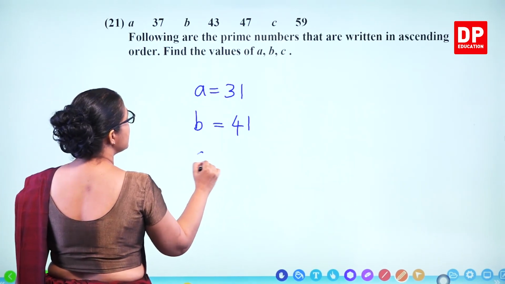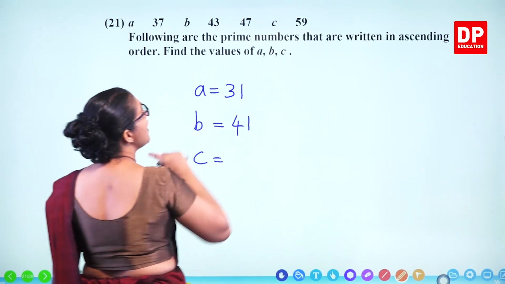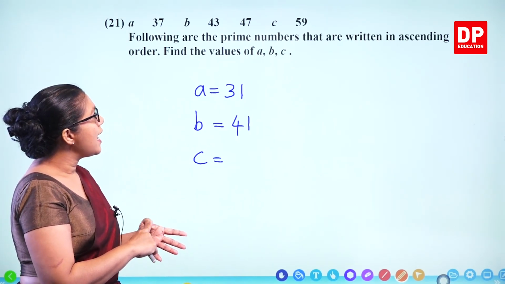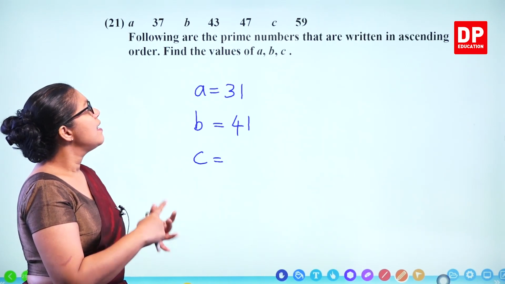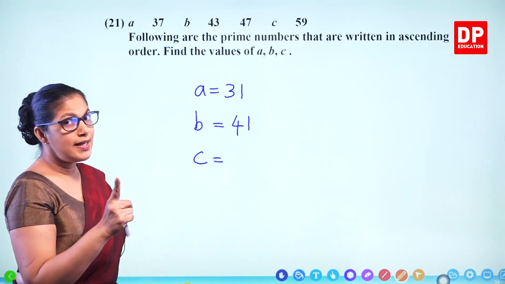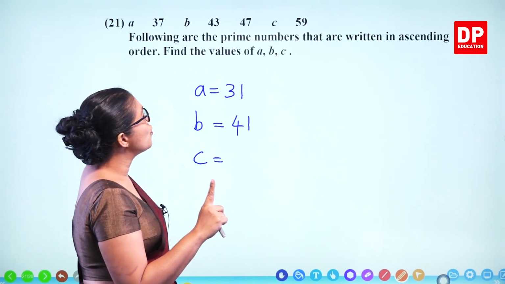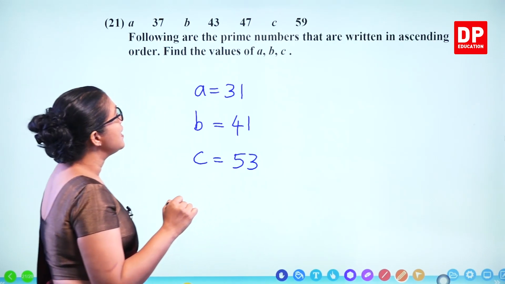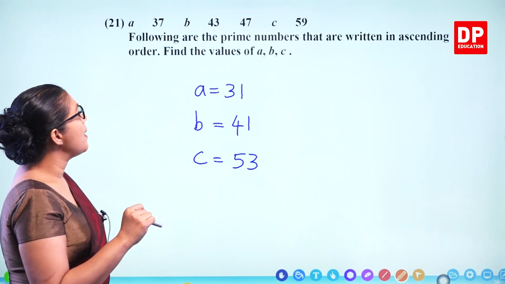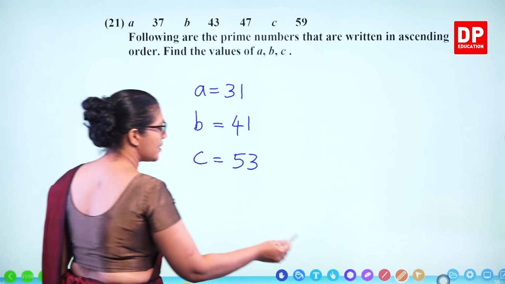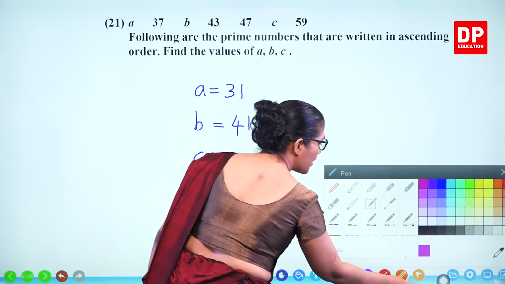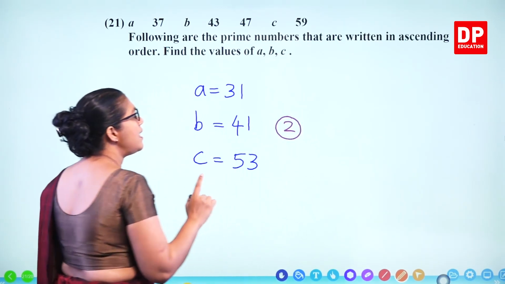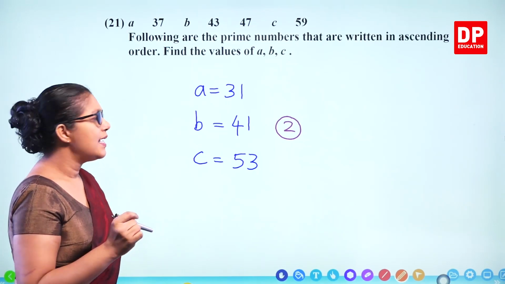Then C is in between 47 and 59. After 47, what's the other prime number? 48 is not a prime. 49, 50. 51, it's divisible by 3. 52, 53. So 53 is the other prime number. So A, B, C are these numbers. So you get 2 marks to identify those prime numbers. So what are prime numbers? Only divisible by 1 and itself.